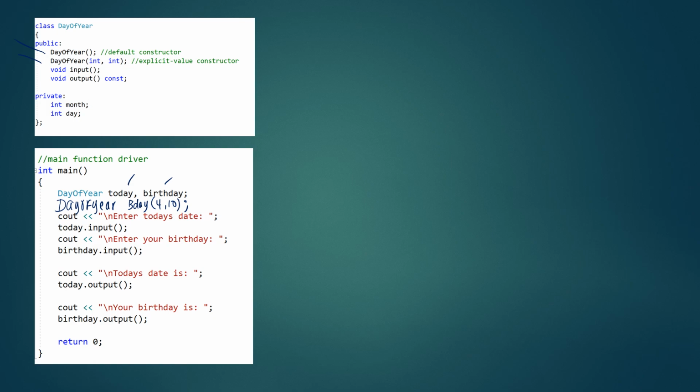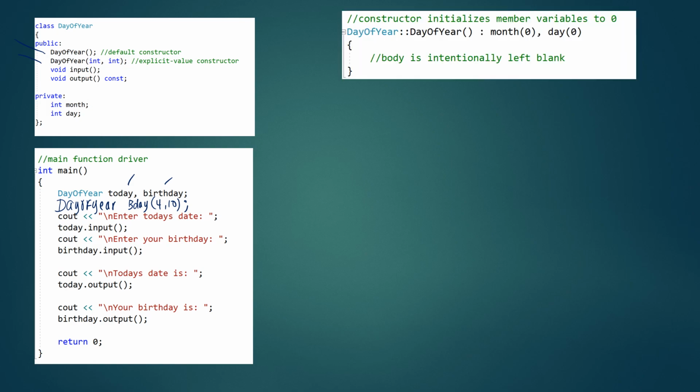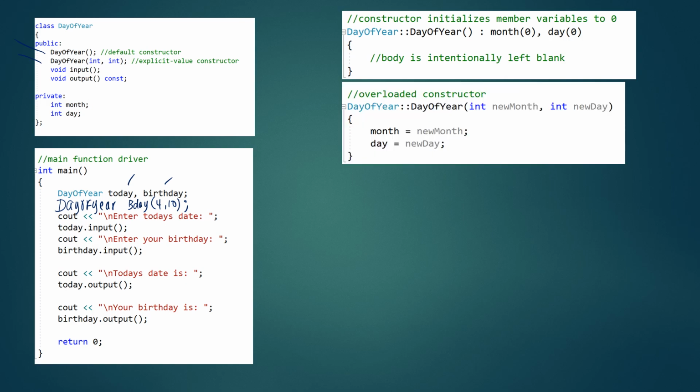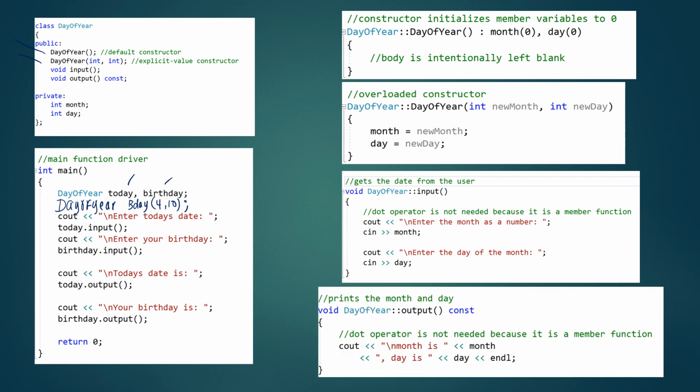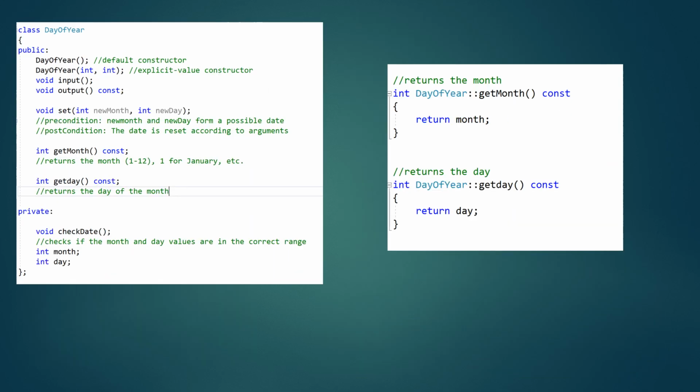I can use the input and the output functions. This is the default constructor. This is the explicit value constructor. This is the input function, and this is the output function. This is our new class.